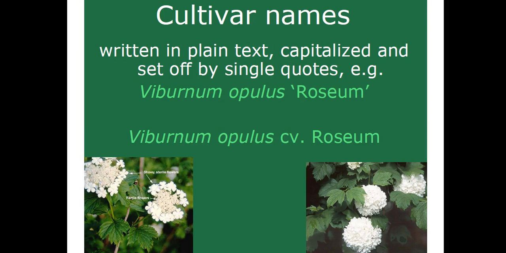Cultivar names are written in plain text. They're not italicized or underlined. They are capitalized, and if there is more than one word in a cultivar, it is also capitalized. So each word is capitalized. They are set off by single quotes.